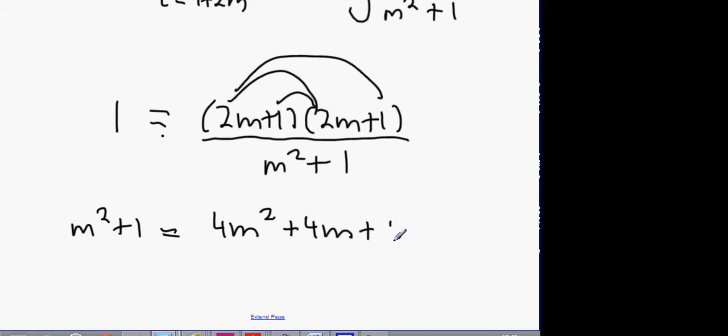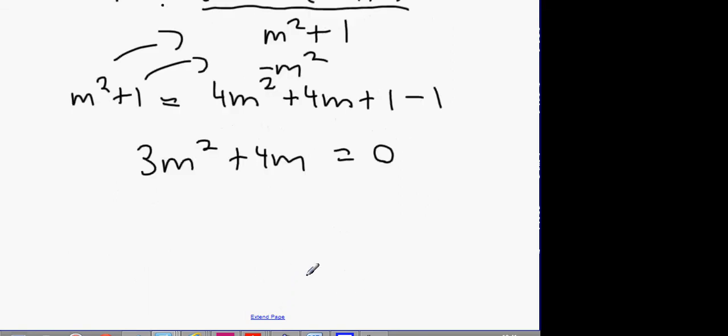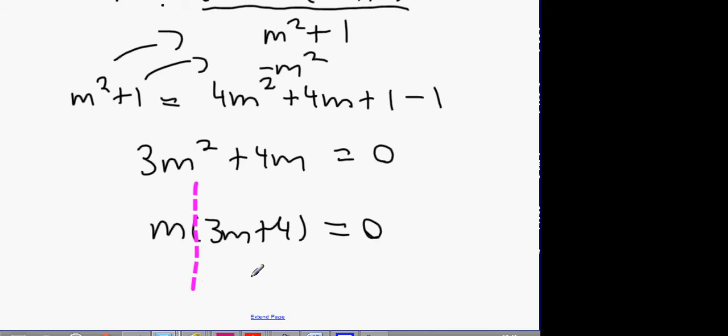Okay, move everything to the right. And what we get is 3m squared, because we're taking away the other m squared, and then we're taking away the 1. So we're going to get 3m squared plus 4m equals 0. This is not a full quadratic, it's missing the end. It's still called a quadratic. Okay, take out m, and we get m times 3m plus 4 equals 0. Either the first number equals 0 or the second one does, so we're going to get m equals 0, or 3m plus 4 equals 0. Bring over the 4, divide by 3, m equals minus 4 over 3.